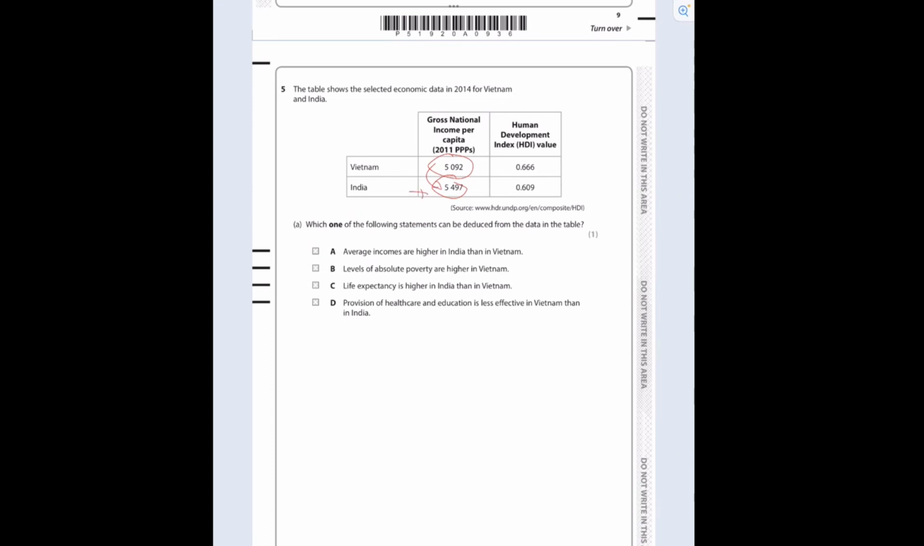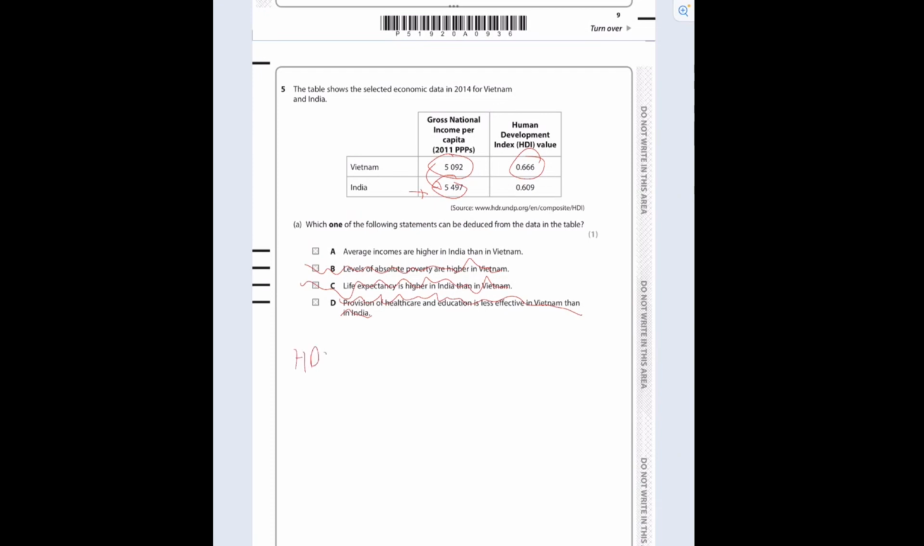Levels of absolute poverty are higher in Vietnam. No. Life expectancy is higher in India than Vietnam. No, most likely not, because the HDI is lower. Provision of healthcare and education is less effective in Vietnam. No, that's wrong again, because they've got a higher HDI value, which means that it's likely that the education is better and the healthcare is better as well. People are living for longer, so life expectancy is longer.